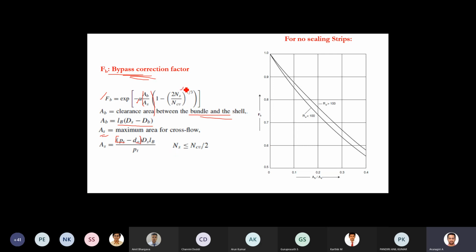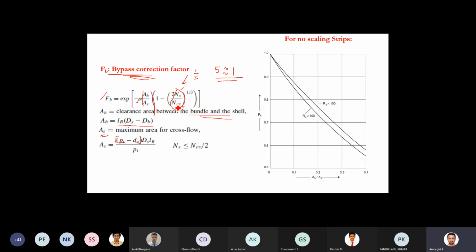Okay, what is this NS? NS is nothing but the number of sealing strips. So we know the value of NCV, so it is a function of NCV. Normally for 5 NCV, 5 tube rows in the cross flow zone, we will provide approximately 1 sealing strip. So the minimum ratio of NS by NCV will be 1 by 5. That's the idea. Or you can say NS should not be greater than or equal to NCV by 2. Okay, so if NS equals NCV by 2, what will happen? This is NCV by 2, correct?